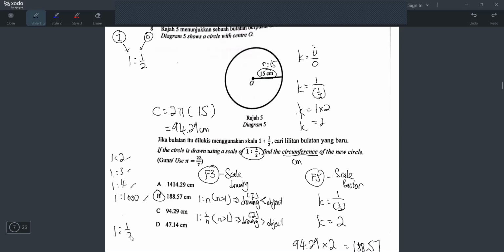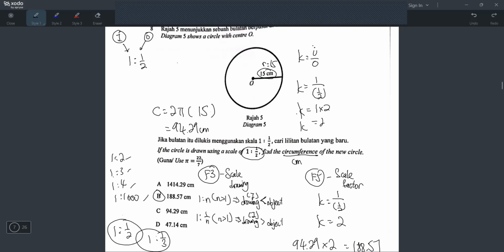Then it will look like this: 1:1/2, 1:1/3 like that. But your n is still bigger than 1, like 2, 3, 4. It means your drawing will be bigger than the object. If your scale is like this, it means your drawing is actually bigger. Okay, the one you draw is bigger than the object, right?